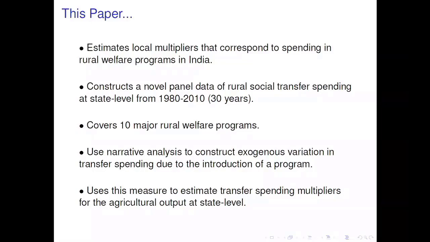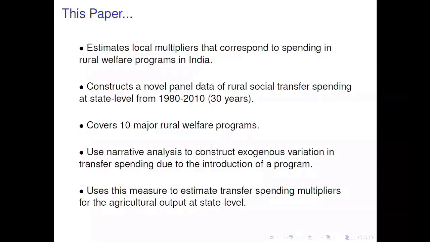Anything else? Yeah. How much room for manoeuvre do the states have in India? Is welfare policy set nationally, or is it set at the state level? That's a good question. Actually, that is essentially what we will use to identify our exogenous variation, and it's set nationally. States don't really have a say in designing nationwide welfare programs. Anything else? No? Okay.